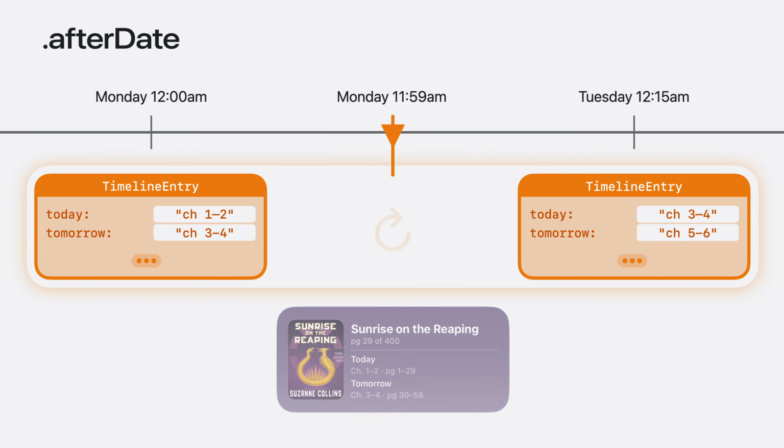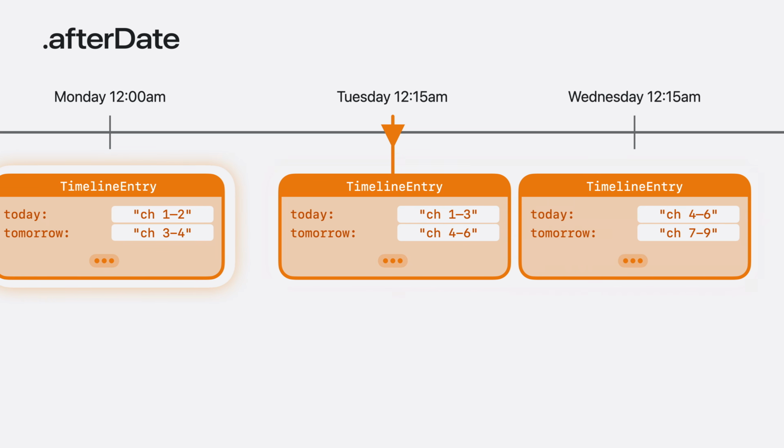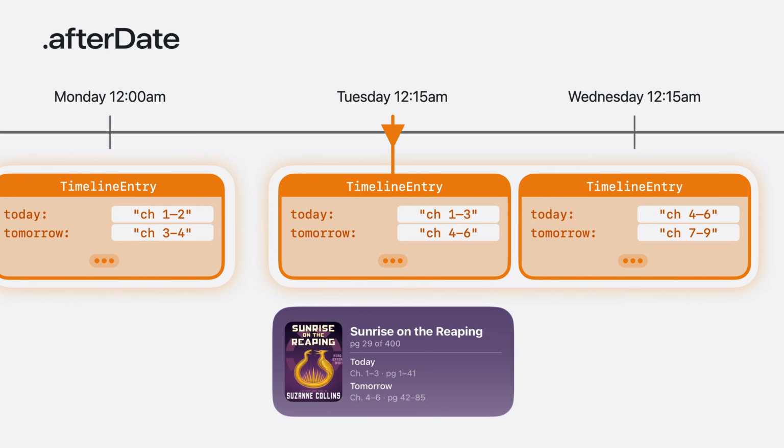It uses the after date reload policy, specifying a date at the end of the day. Once the current time reaches this date, my extension is reloaded and asks for a new timeline. The new timeline provides entries for Tuesday and Wednesday with the recalculated schedule. The after date policy is great in cases like the reading schedule widget, when there is a specific time you know your widget will need to be reloaded.